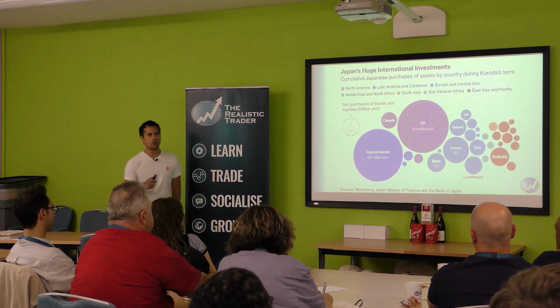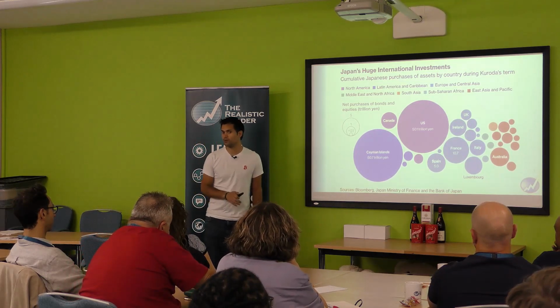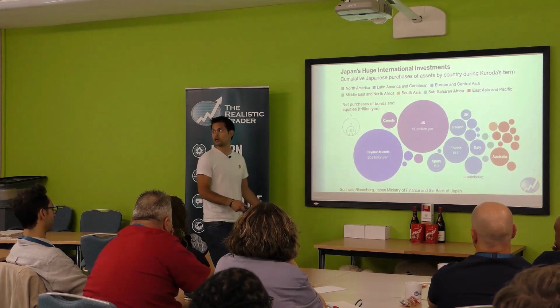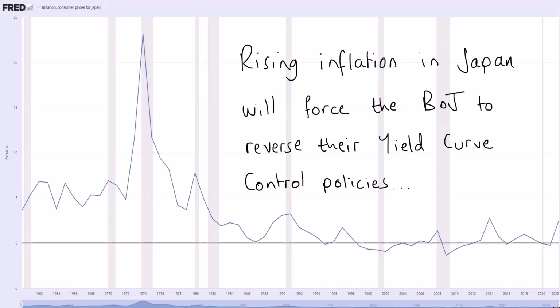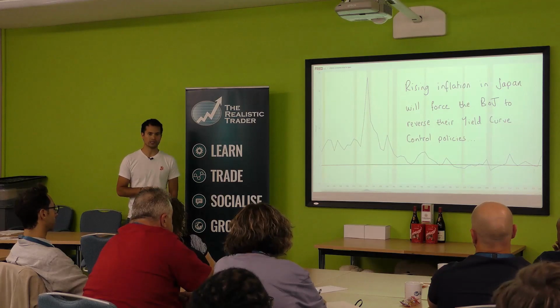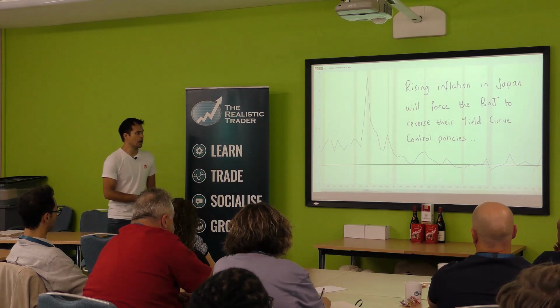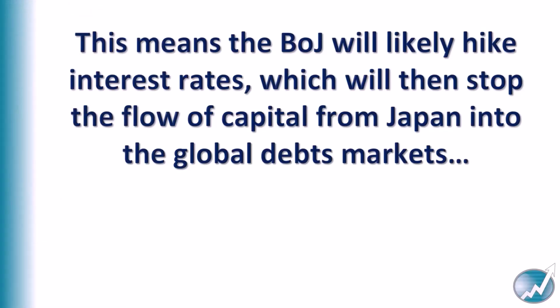And Japan has had this YCC, yield curve control, which the West hasn't done yet. The West is like that meme where the boyfriend and girlfriend are there and the guy's looking over his shoulder at that other guy. So rising inflation right now is already forcing the Bank of Japan to reverse their yield curve control policies, as in keep rates low, print like galore. This means the BOJ will likely start hiking interest rates, and they're already starting to go up.